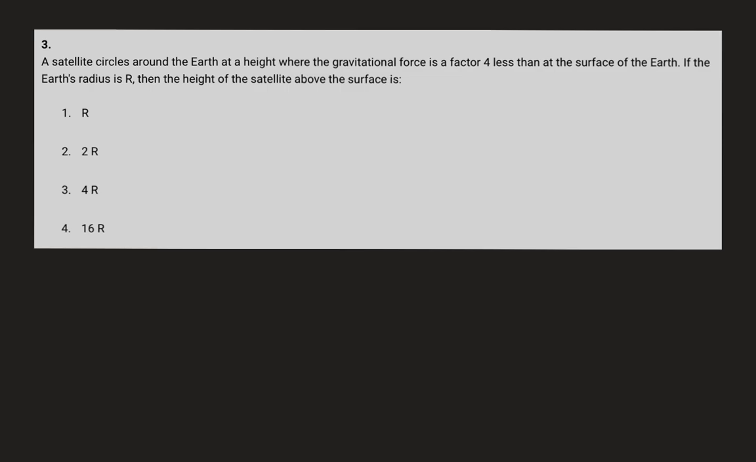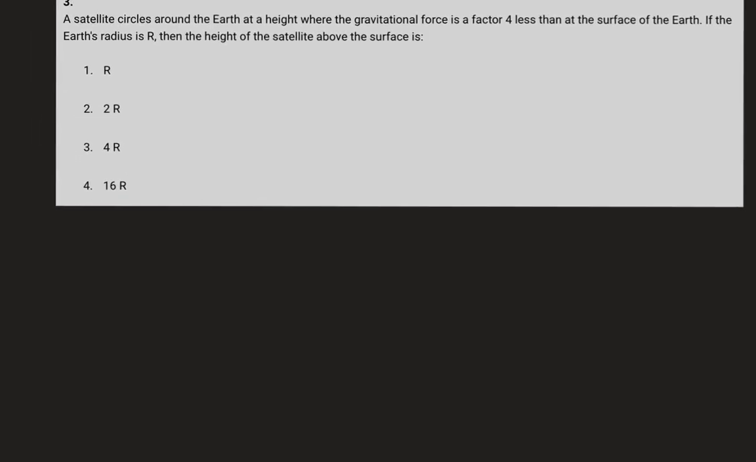Right, a satellite circles around the Earth at a height where the gravitational force is a factor 4 less than at the surface of the Earth. If the Earth's radius is r, then the height of the satellite above the surface is... Okay, so let's have a look here. The first thing I want to do is draw a little picture of what's happening. So I've got my planet Earth here.